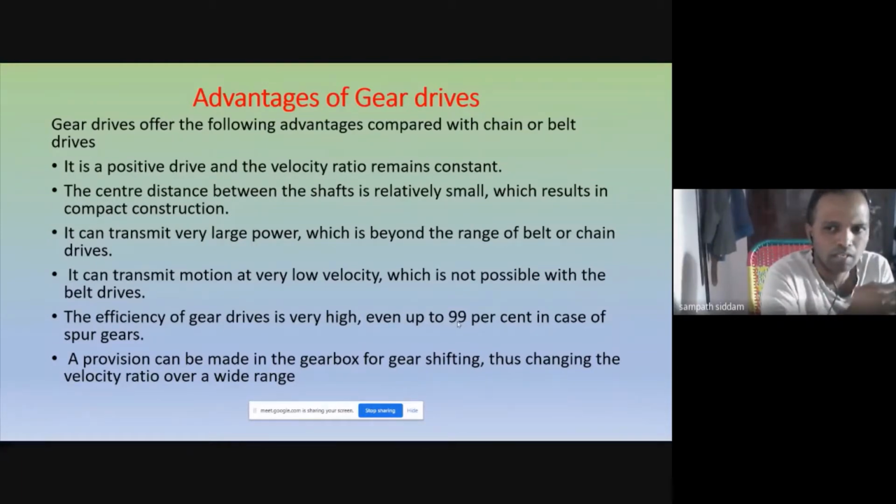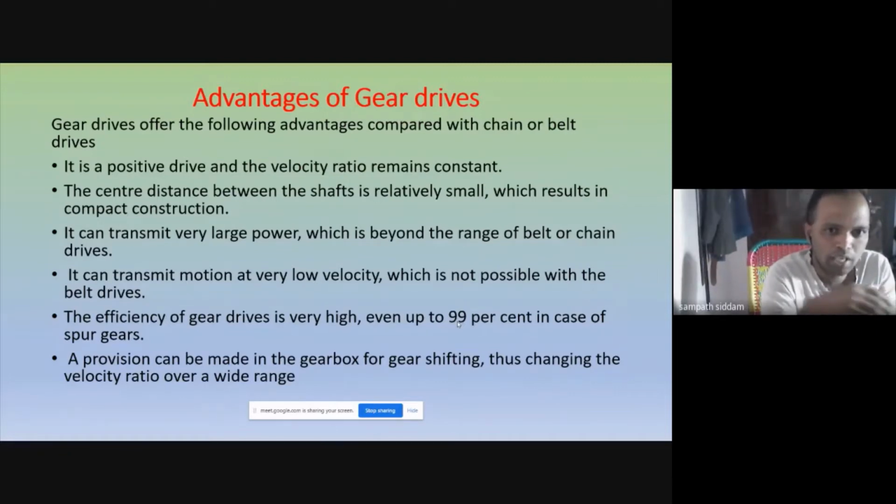One of that is your velocity ratio. It remains constant. What a velocity ratio is, we'll learn after the definitions. Center distance also we'll go through. The center distance between the two shafts is relatively small and results in a compact construction, which I told you earlier. Even with a smaller distance, it is very compact. It can fit within small sizes and still transmit very large power. Compared to belts or chain drives, the power transmission will be larger and the efficiency will be larger compared with the other drives.